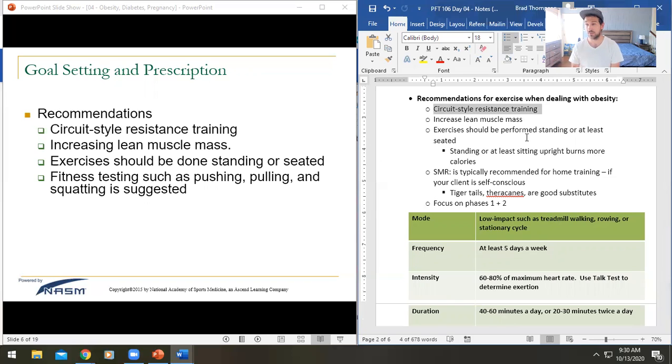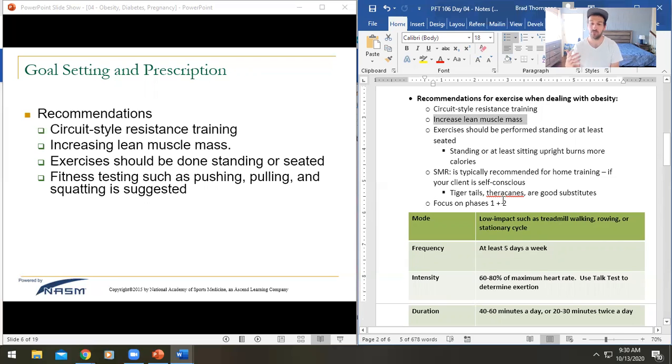And it's like, well, it's just a much more efficient way of getting more work done in less time. And it feels like we're doing a little bit of cardio while we are also working on our strength training, you know? So circuit style training is great for our obese clients because it's going to burn a lot of calories while still benefiting from the increased muscle mass of working out, right?